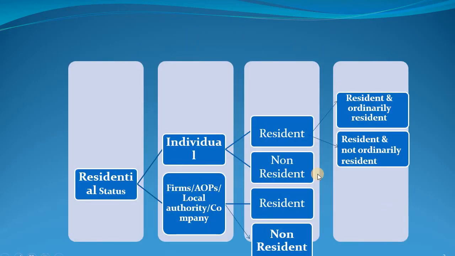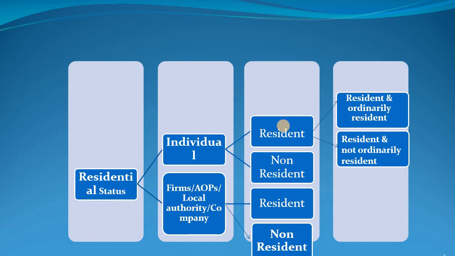See here, I have mentioned the residential status of individuals as well as companies, firms, AOPs, and local authorities. In individuals, mainly there are two classifications. Even for companies, mainly two classifications, resident and non-resident. But for individuals, there is a further classification within resident. If you are resident, then it is further tested whether you are resident and ordinarily resident or resident but not ordinarily resident.